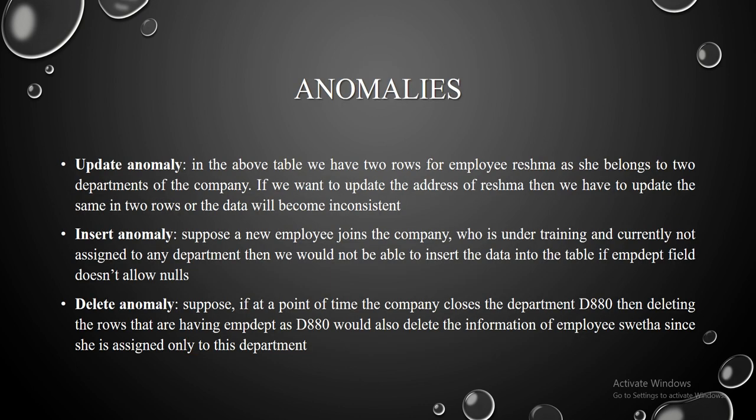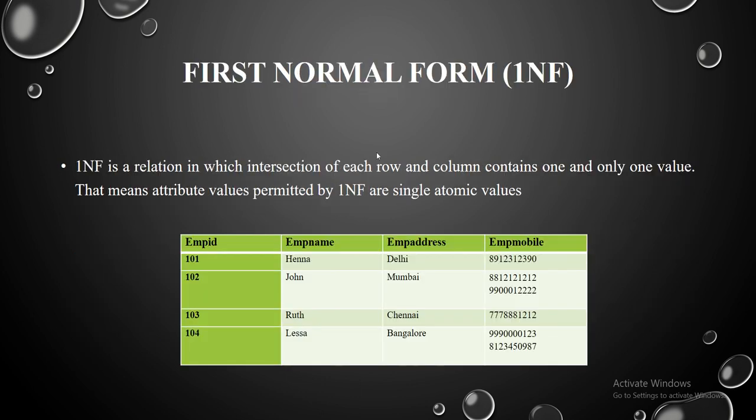So these things we saw already, right? Update anomalies, insertion anomalies, and deletion anomalies. First I will discuss what is 1NF. For a table to be said to be in 1NF, it should be properly filled, in the sense the intersection of rows and columns should be atomic in nature. It should have one value.